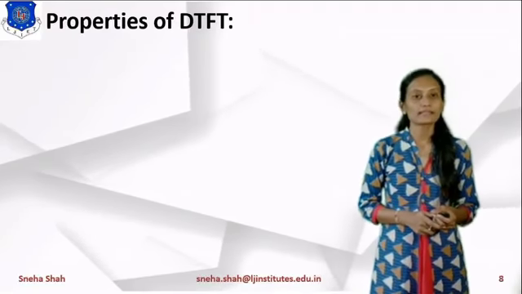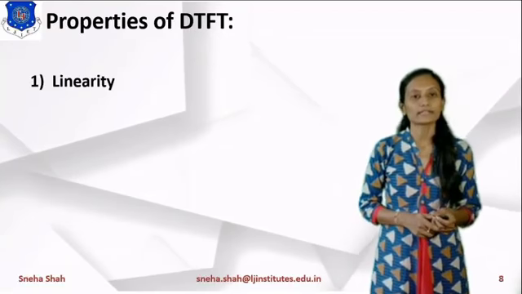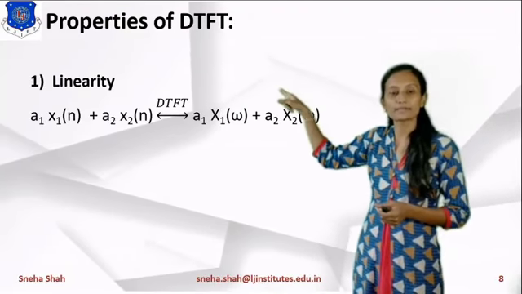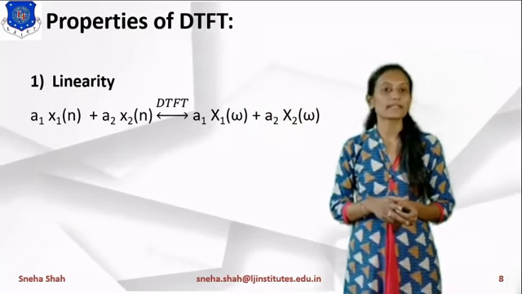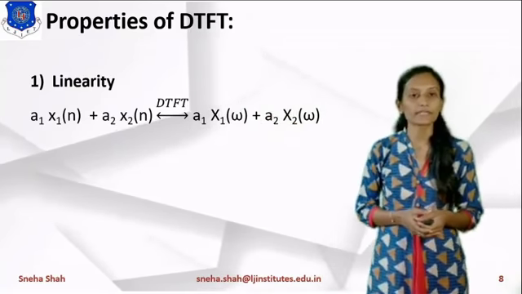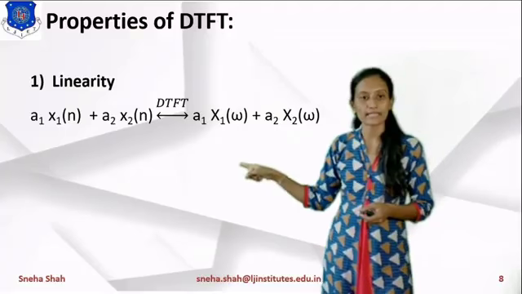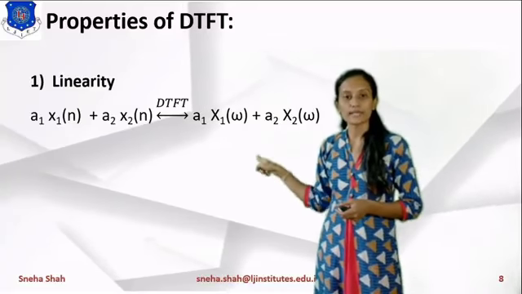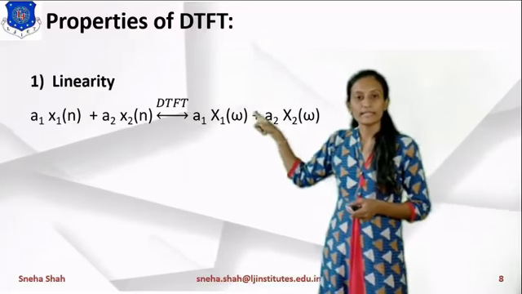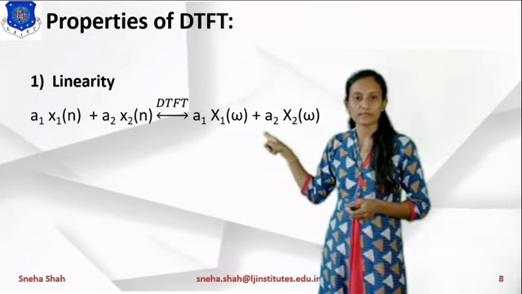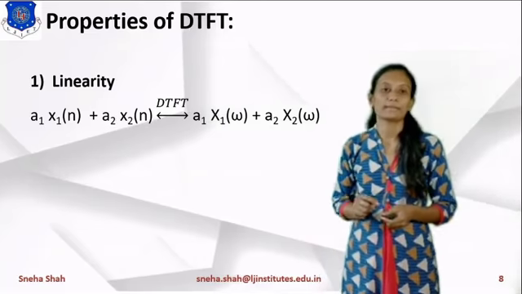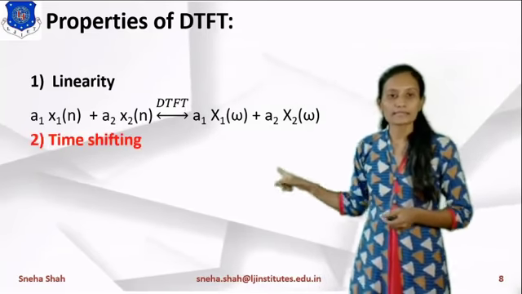Now the next topic is properties of DTFT. The first property is the linearity property. In this, if we are taking two signals x1 of n and x2 of n, then the linearity property will be represented as a1 x1 of n plus a2 x2 of n. And if we are finding the DTFT of it, then the answer equals a1 x1 of omega plus a2 x2 of omega. Now the second property is time shifting.